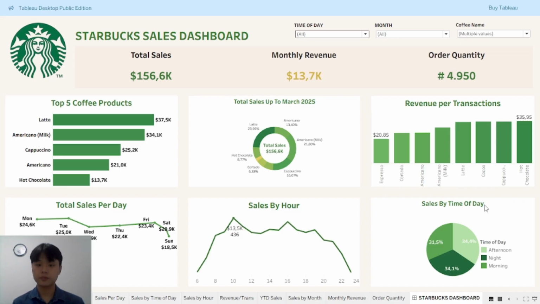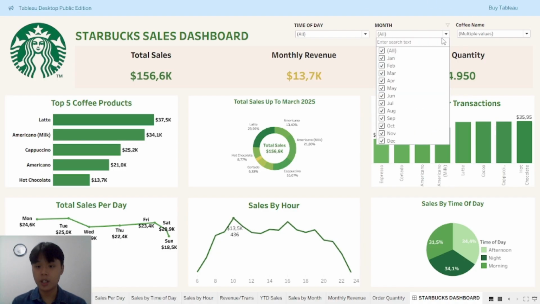Okay, let's start. At the top, we can see very important KPIs. The total sales, which is $156.6 thousand from March 2024 to March 2025. We can also see the monthly revenue, and in this KPI card, it is only the revenue for March 2025, which is $13.7 thousand. But you can also look at other months from the filter I created.